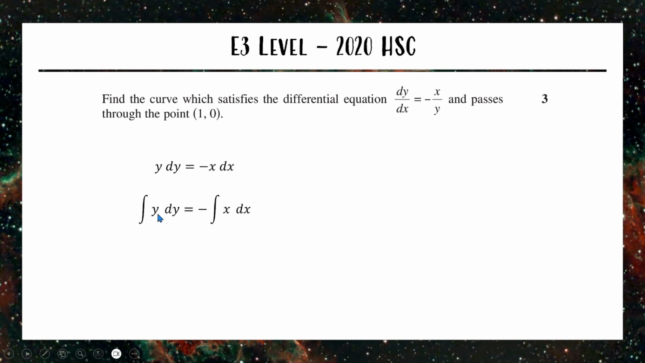Okay, integral of y is y squared on 2, and integral of x is x squared on 2. Don't forget your constant. Okay, now we can figure out what the constant is right away, or if you want, you can go ahead and times everything by 2.